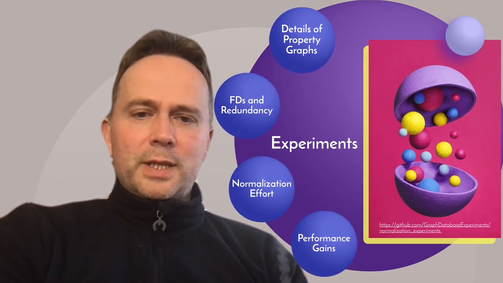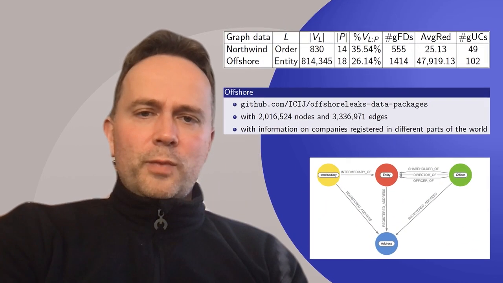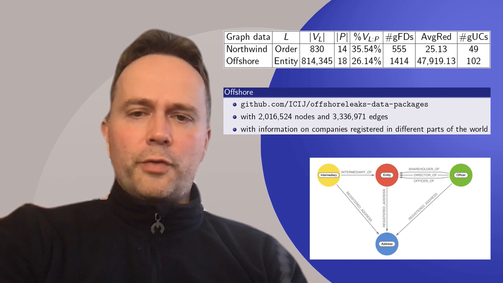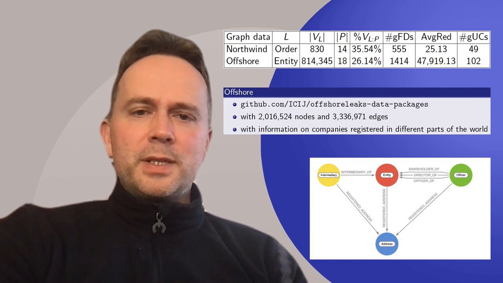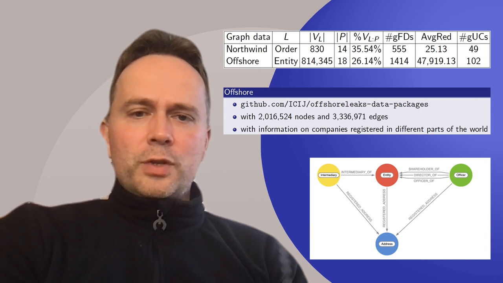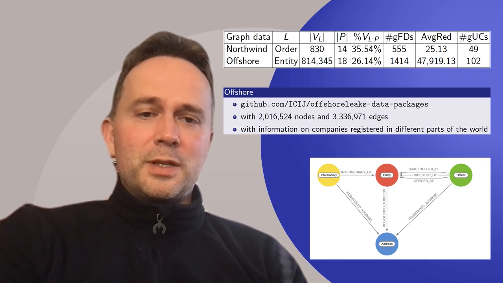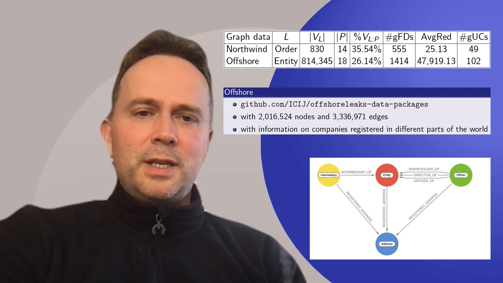Let's have a look now at the experiments. For that, we looked at real-world property graphs like Northwind and Offshore. Offshore is quite a famous set from the Panama Papers. Here we focused on particular nodes with the label entity. So there are lots of nodes still with that particular label. And also the nodes exhibit various properties in here. So the percentage of these nodes is approximately 1/4 in this case.